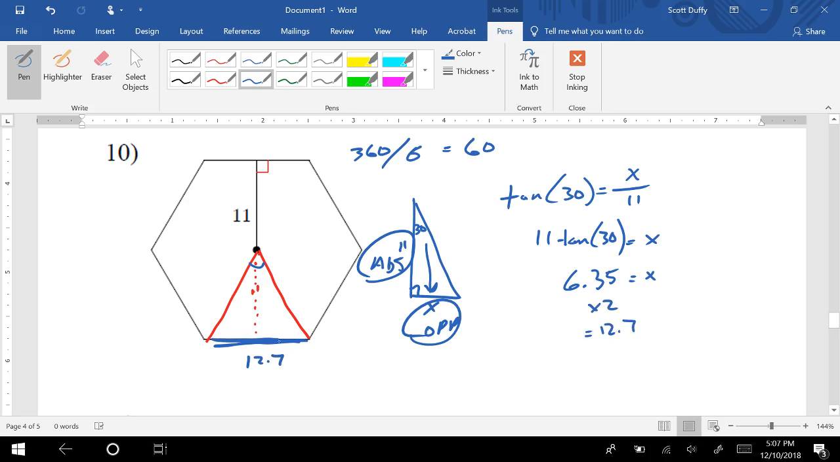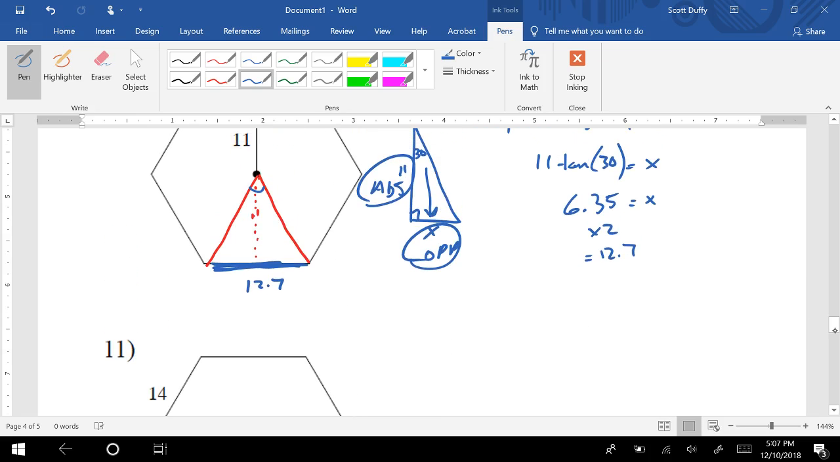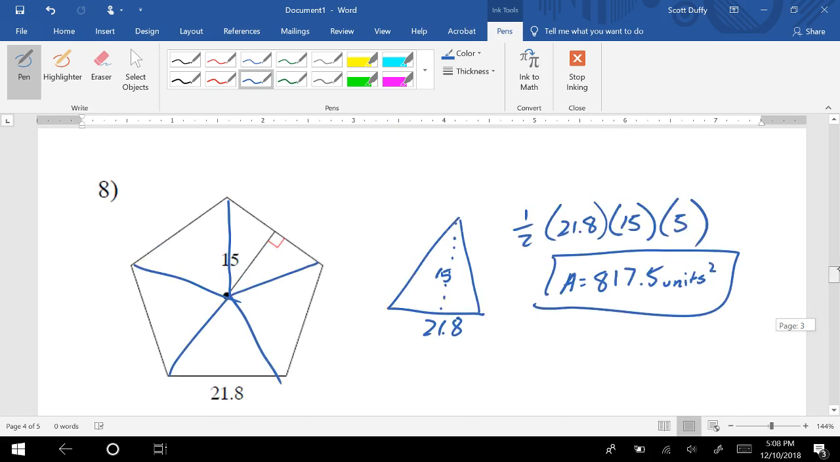Now that I know the base and the height of one of these triangles, I can get the area. So it's going to be 1/2 times the base of 12.7 times the height of 11 times how many triangles are there in there? 6. And I get 419.16. What did it say to round to? Nearest hundredth? I don't remember.